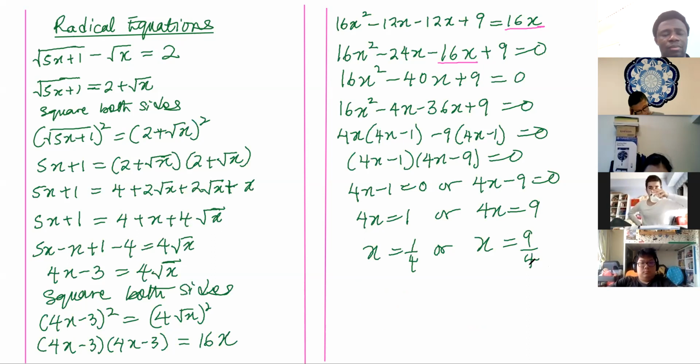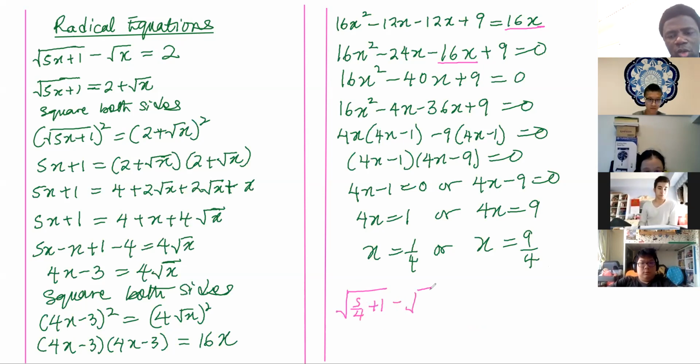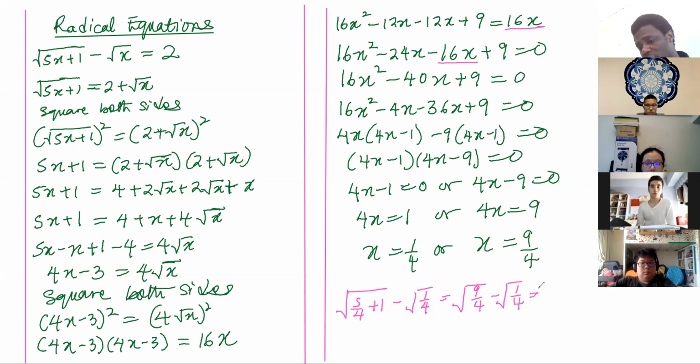You can check. If you put x is equal to 1 over 4, so the first one becomes 5 over 4 plus 1 minus square root of 1 over 4. This one is 9 over 4, so that's square root of 9 over 4 minus square root of 1 over 4. So we consider the positive only. When dealing with surds, we only consider the positive. So this is going to be 3 over 2 minus 1 over 2. And that's 2 over 2, which is equal to 1. Something is wrong.